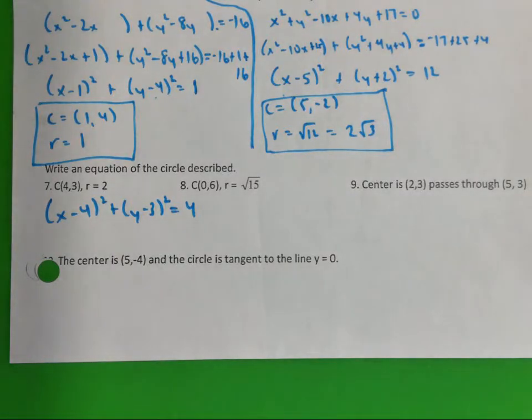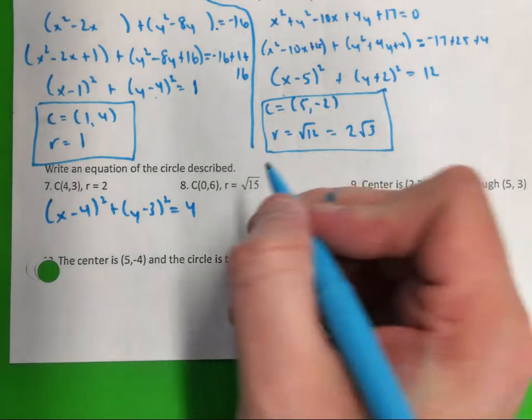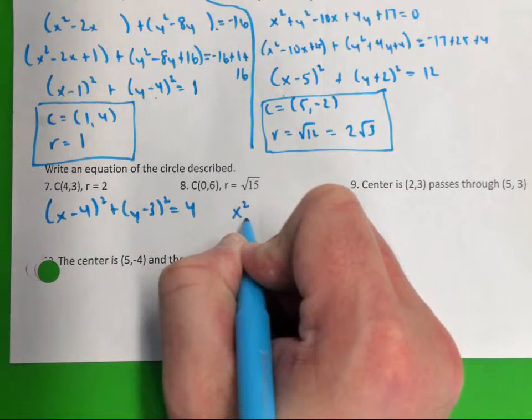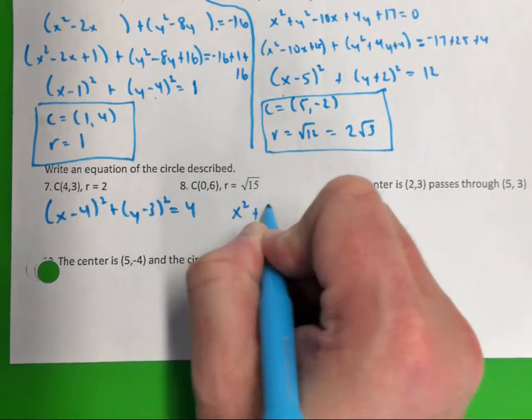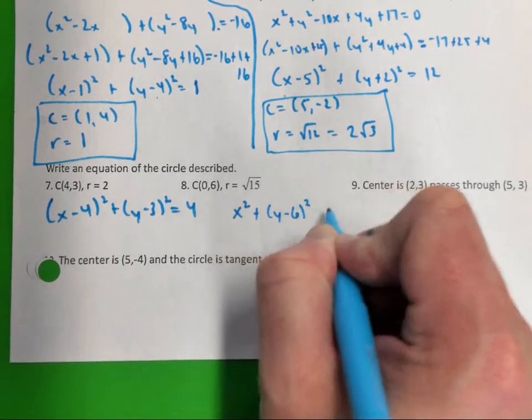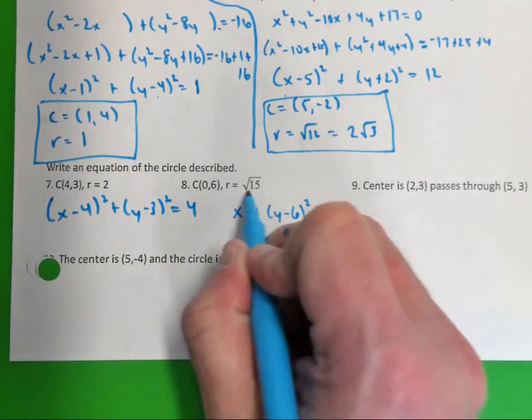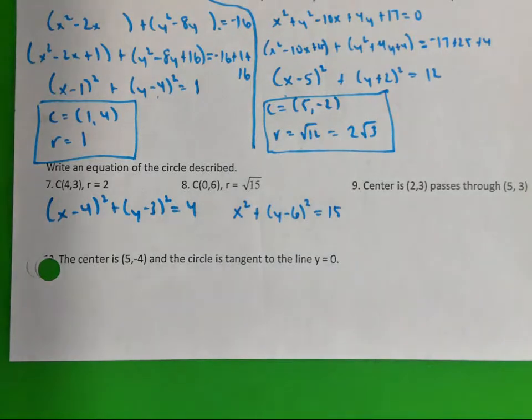Alright, number 8, you have a center at (0, 6). Since 0 is sitting in my x spot, how do I write that? x squared. I want to put parentheses. Do you see that? Plus (y minus 6) squared equals, now what would I put right here? 15, because if you square that, that's going to just give you 15. That's your answer.